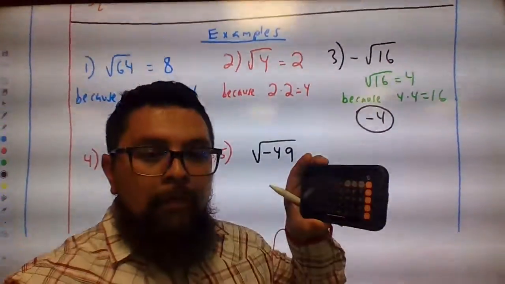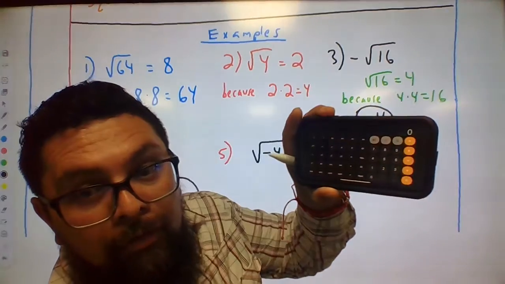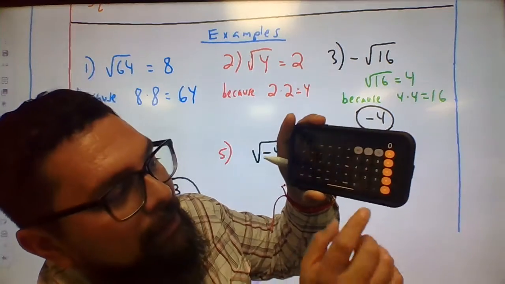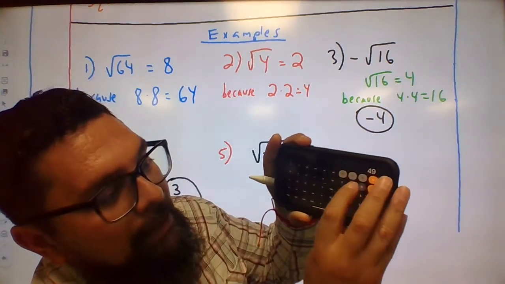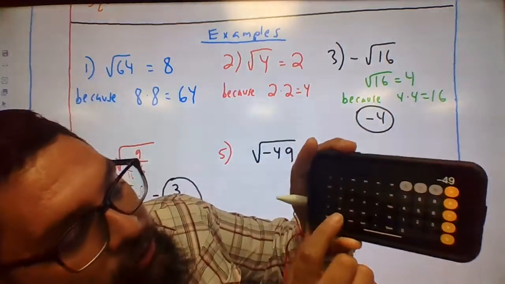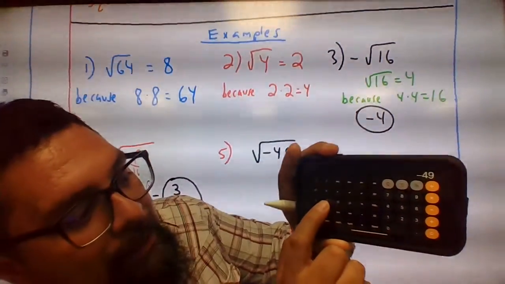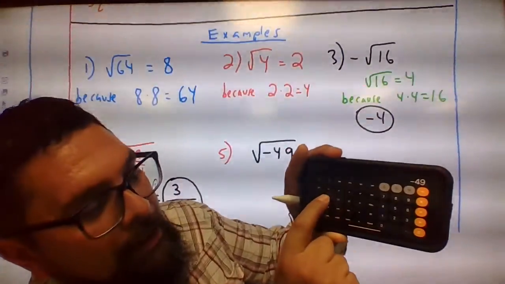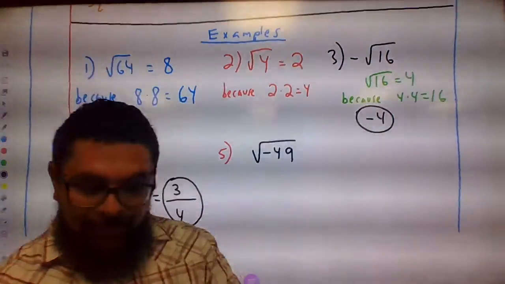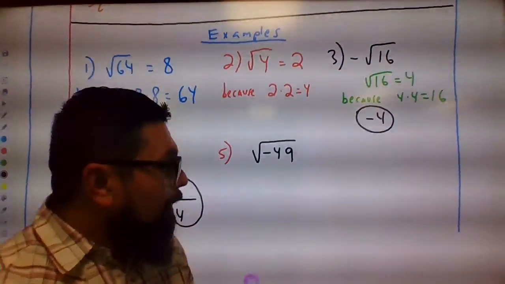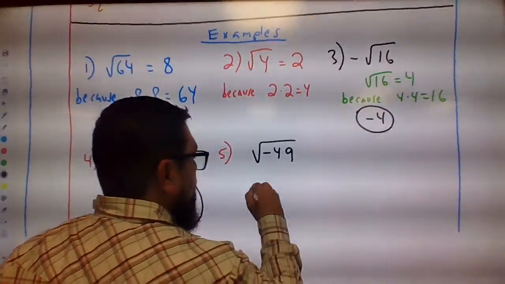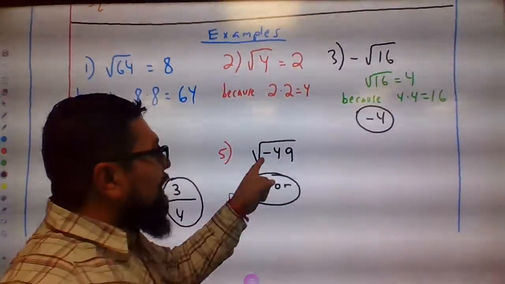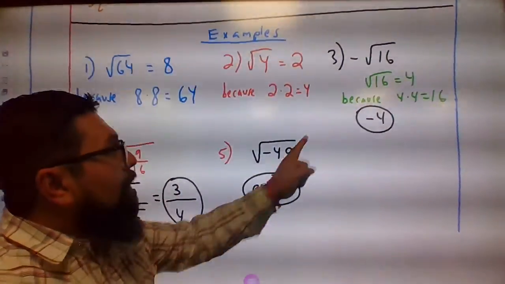Let me show you. Here's my phone. You probably have one like mine too. This is the iPhone. If you have an Android, it'll work too. I'm going to put negative 49, and push the square root button, the one with the little symbol but with a 2 on top. Push it, and look at that: error. So anytime you see a negative inside the radical sign, this is an error. This one is not an error, okay?